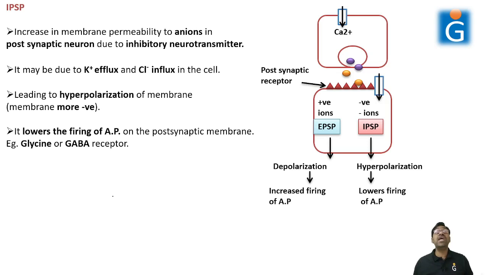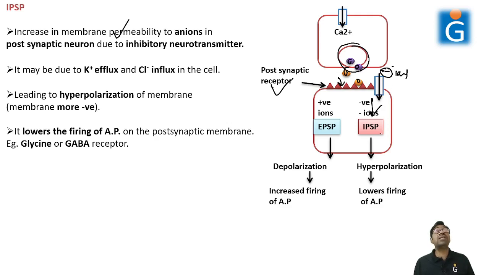The next one is the inhibitory postsynaptic potential, IPSP. In this inhibitory type of neurotransmission, there is an increase in the membrane permeability to anions. Suppose this is a synaptic vesicle which is going to release an inhibitory neurotransmitter. This inhibitory neurotransmitter is going to bind to this receptor, which is a postsynaptic receptor located after the synapse. Activation of this receptor is going to cause opening of some channels, which is going to allow the negatively charged ions to go inside the cell.